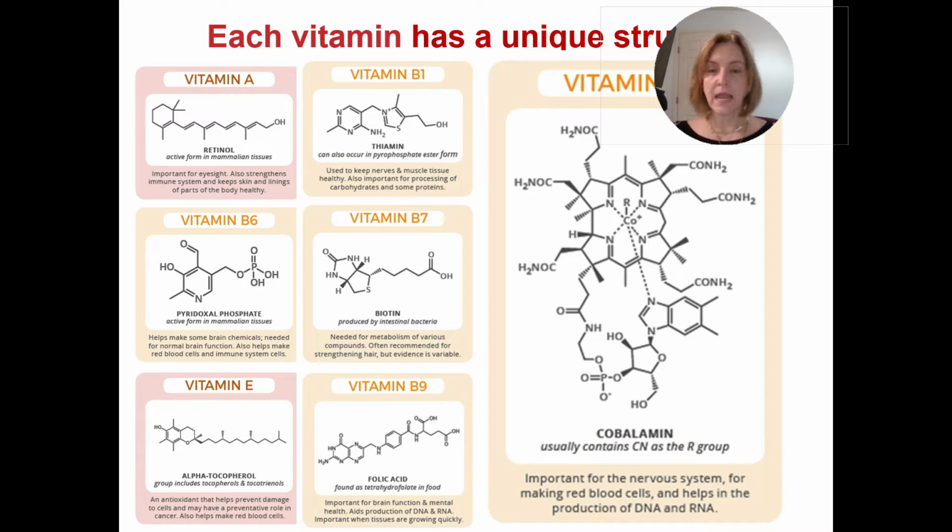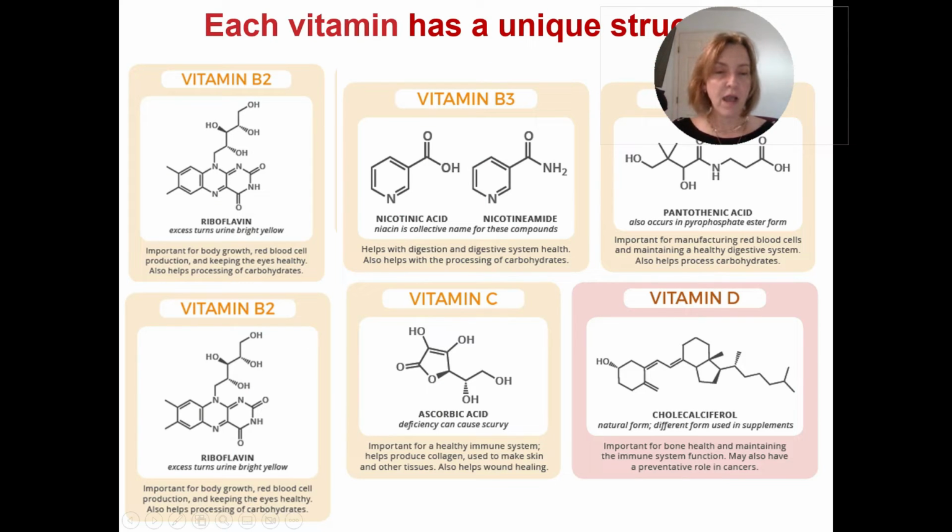And in this slide, I also want to show you that in addition to this naming system in which we have letters, each of them has a common name. For example, vitamin B1 is also called thiamine, whereas vitamin B7 is also called biotin. You can see also that they can have different sizes. Vitamin B5, also called pantothenic acid, doesn't have any ring in the structure.